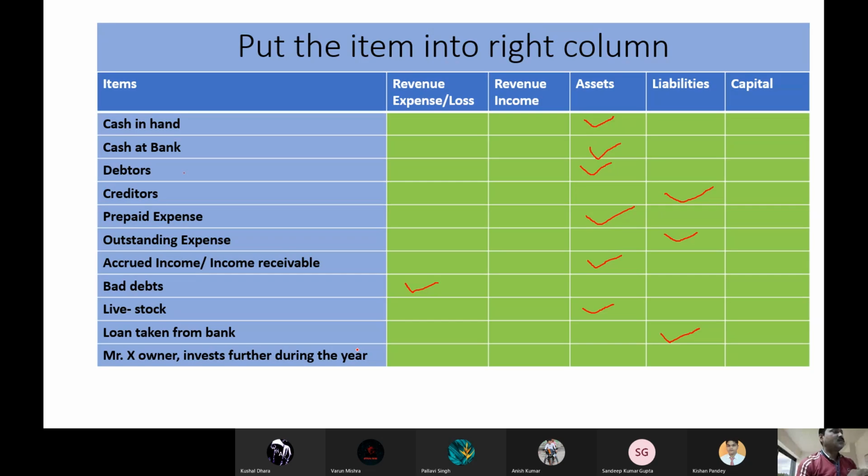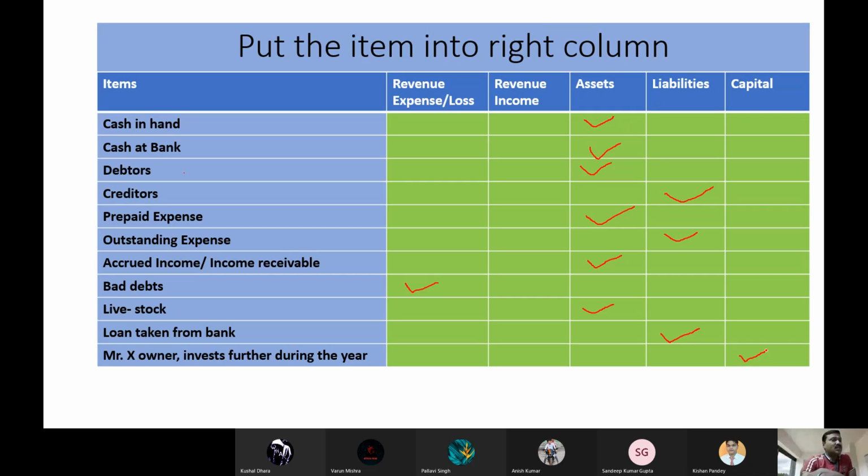And now Mr. X, the owner, invests further during the year. यानी उसने बीच में और पैसा इन्वेस्ट किया. So this will also be a part of capital. Whatever amount is invested by the owner, whether in the beginning of the business, in the middle, or in between the running of the business, will be called capital. So whenever the owner invests money, it is called capital.